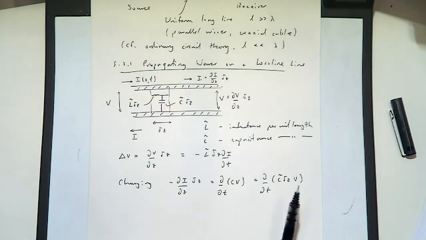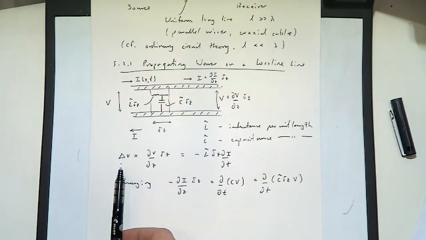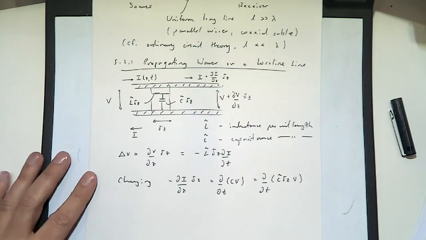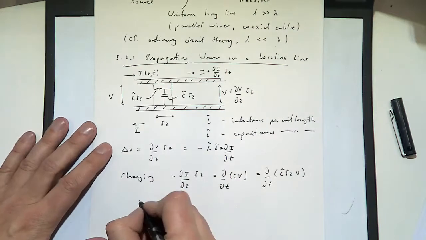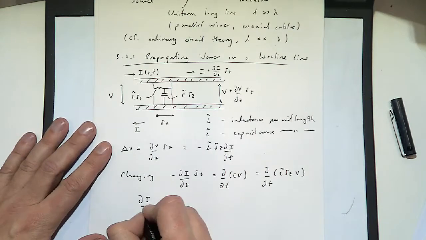So now I can relate the rate of change of current over a distance to the rate of change in time of the charging. And I can do vice versa: I can work out the voltage being generated for a certain rate of change of current. It's somewhat symmetric. And we look at those equations and we eliminate delta Z. If you try doing this, you can derive two very important equations.